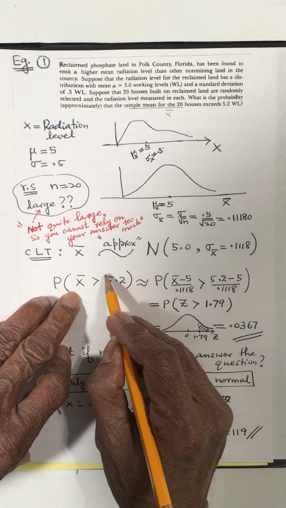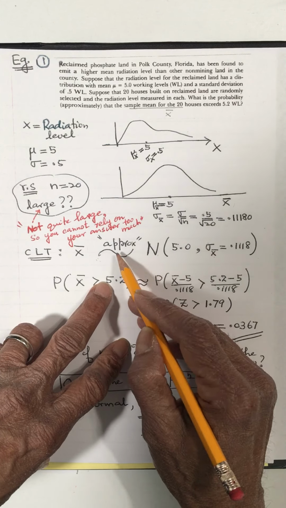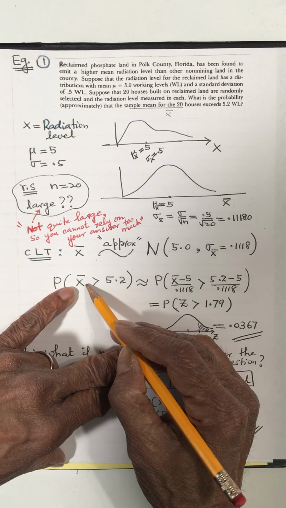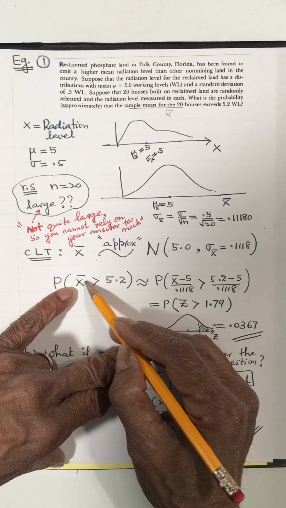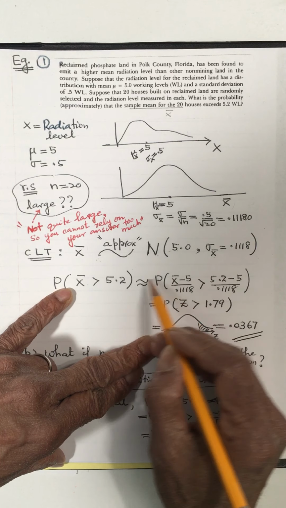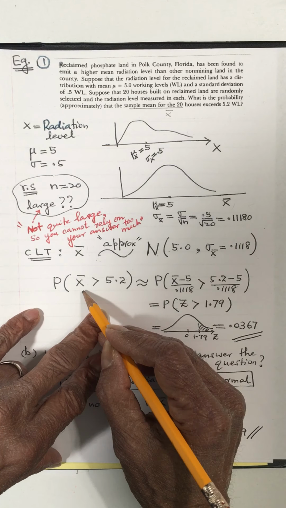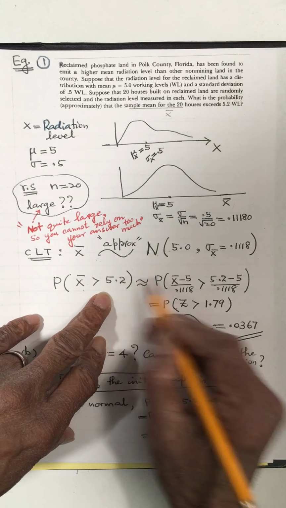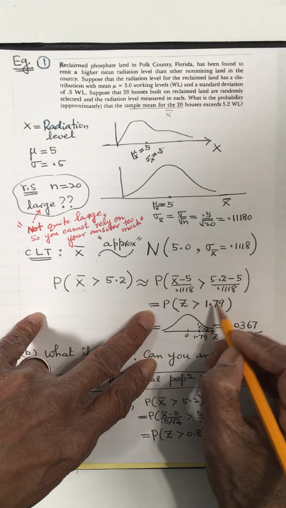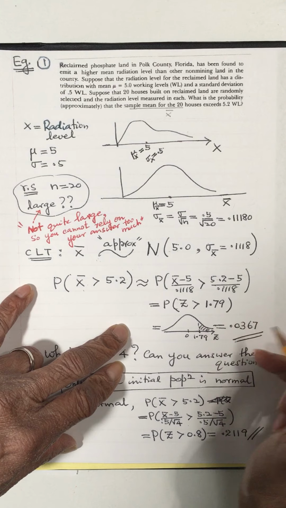So now we want this probability. Since we already know that this follows a normal curve, you convert this into z and then read the z table. To convert this into z, you need this value minus mu, which is 5.0, divided by the standard deviation. So minus 5, divided by the standard deviation, and do the same thing for this side as well. So it's z greater than, this part is 1.79.